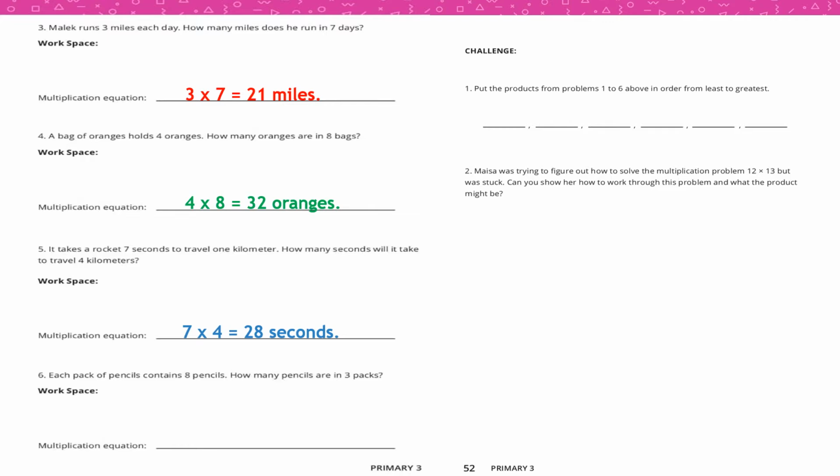The 1 kilometer, it takes 7 seconds. So 4 kilometers, it takes what? 7 times 4. 7 times 4 equal 28 seconds.